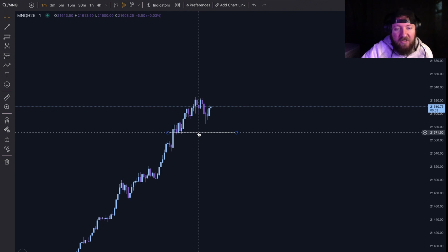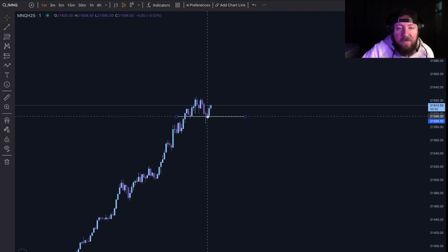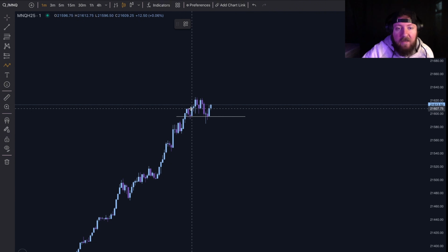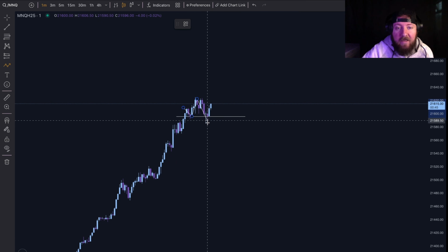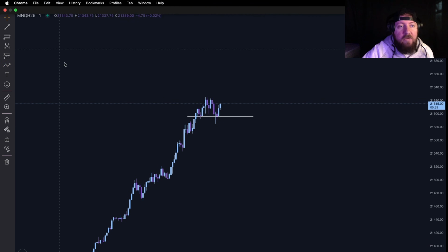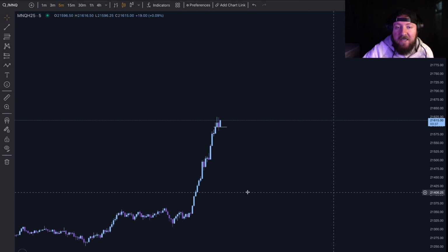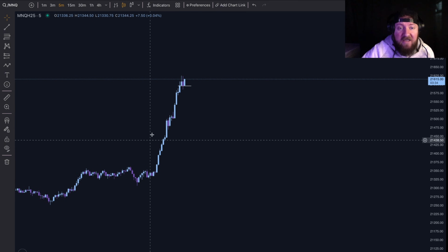So basically, I just use this white line and move it up every single time there's a little bit of structure made. And I'm just looking for the break. That's literally it. I always look at the overall direction. But like I said, price has been going up for ages and does need a pullback.